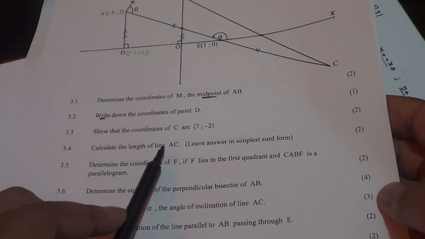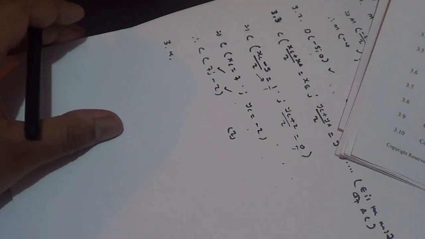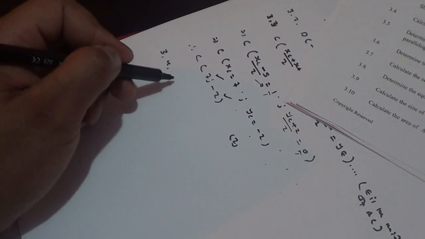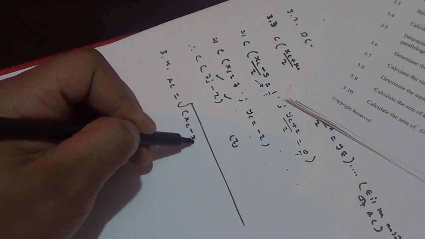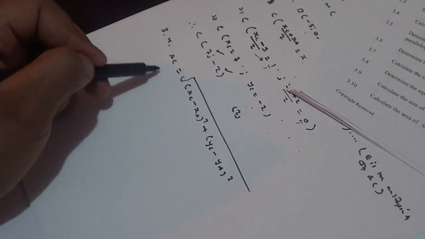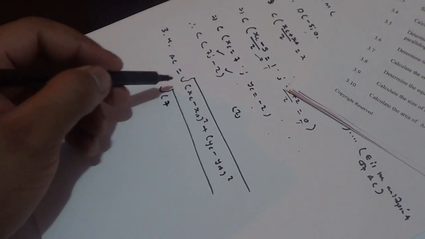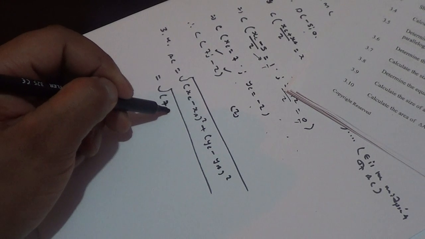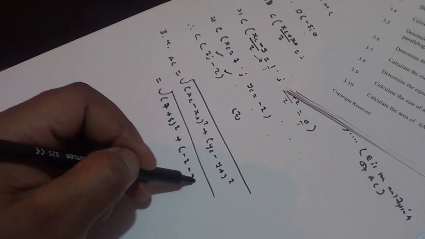Now calculate the length of AC. Leave your answer in simplest surd form. So you can't leave it complicated; you take it down with no further taking down. So we know that AC is going to be the square root of x at C minus x at A, all squared, plus y at C minus y at A, squared. We substitute: x at C is 7, minus x at A is minus 5, so minus minus 5 is going to be plus 5, squared, plus y at C is minus 2, y at A is minus 2, all squared.